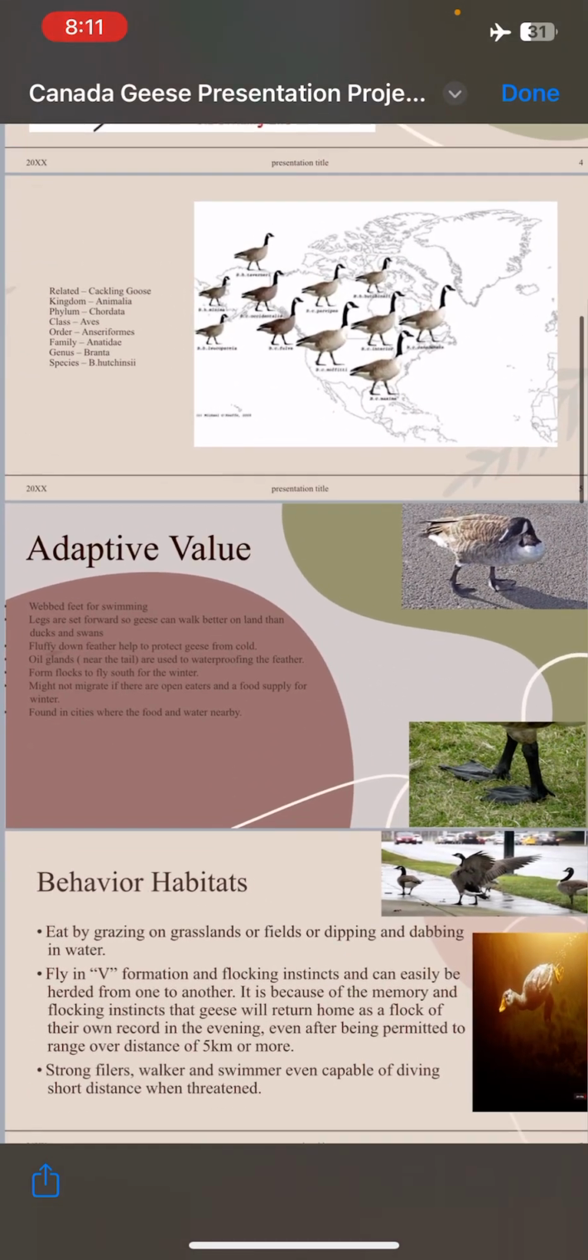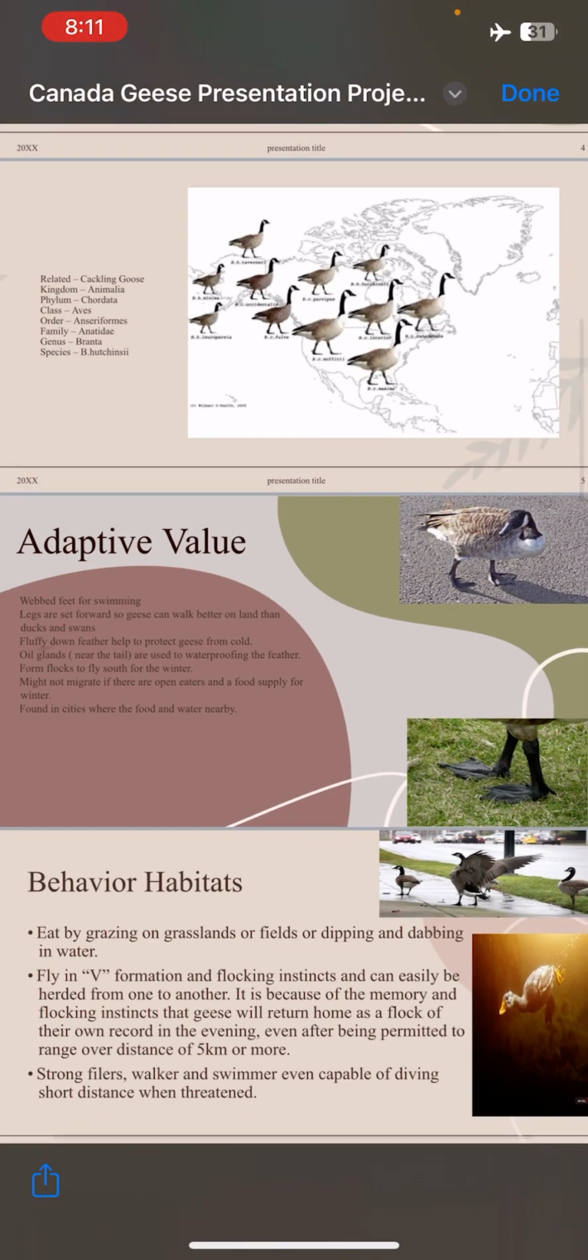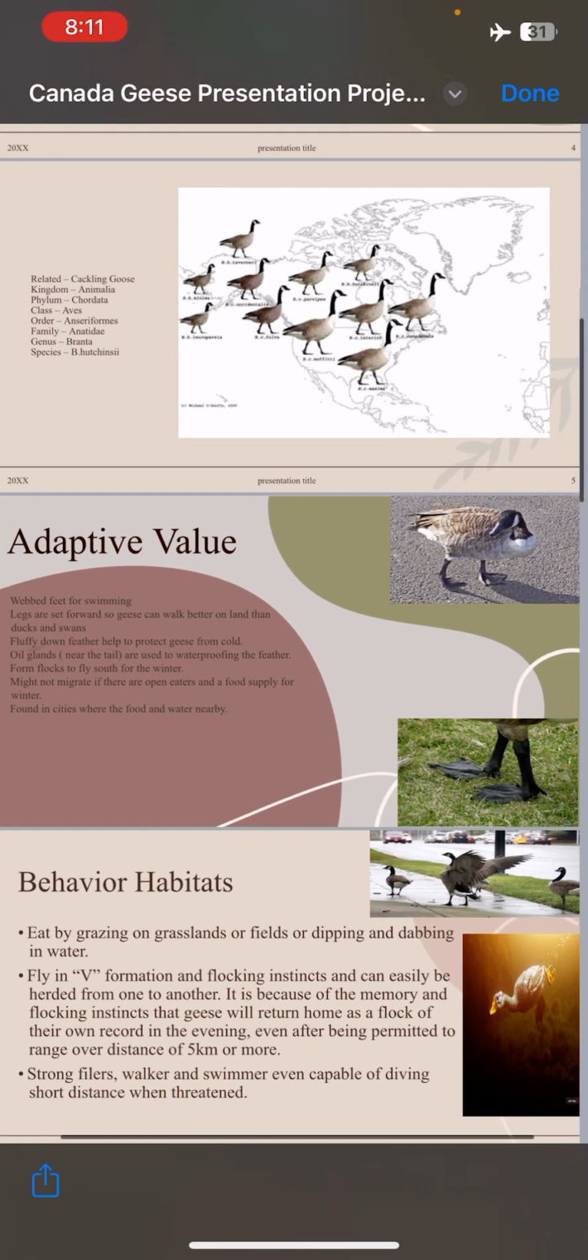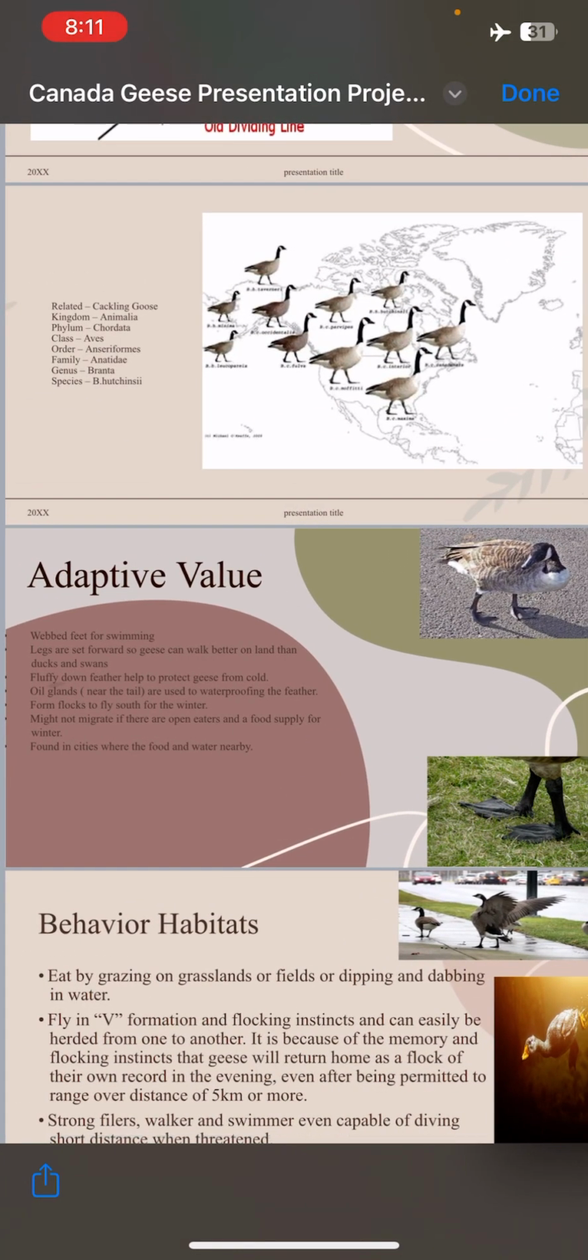And in this section, I would like to describe their adaptive value, their main features. So as you can see, they have webbed feet for swimming, and their legs are set forward so that they can walk better on land than the duck and the swan. And they have fluffy down feathers, which can protect geese from the cold.